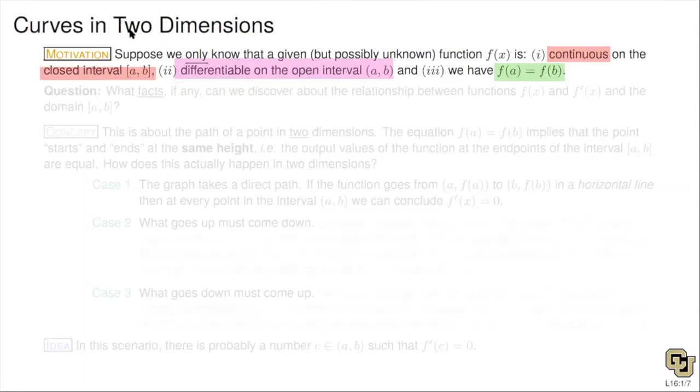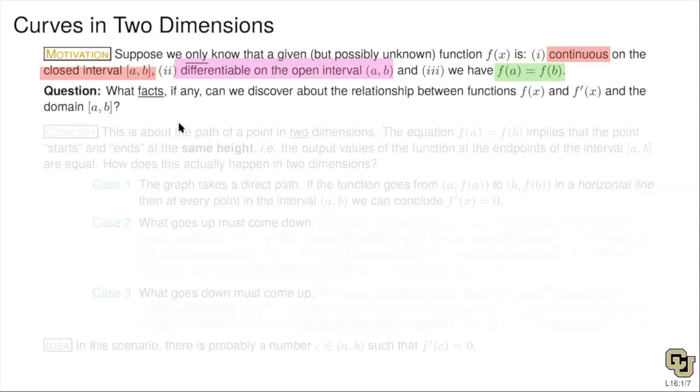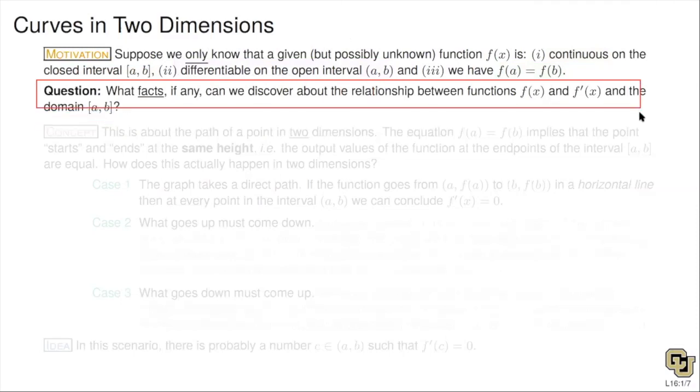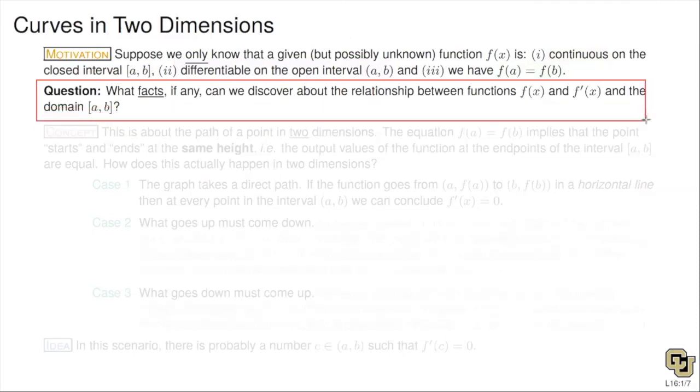So if we know these three facts, that the function is continuous on the closed interval, differentiable on the open, and starts and ends at the same height, what mathematical facts can we discover about f of x, f prime of x, and the domain? So this is now our motivating question. If we only know these three pieces of information about the function, what mathematical facts can we uncover?